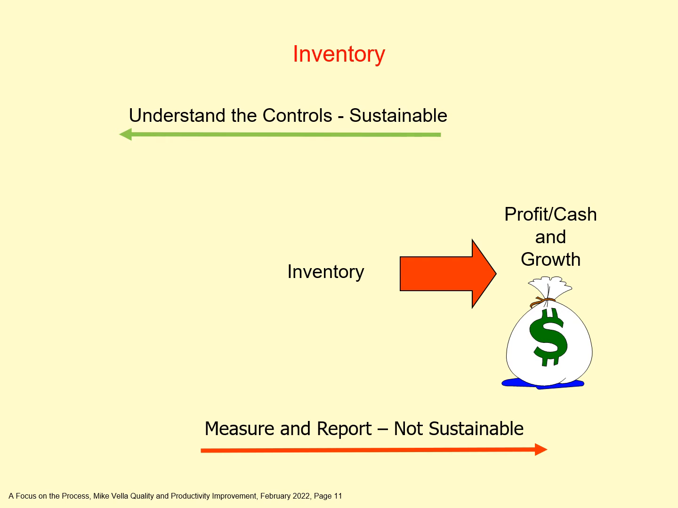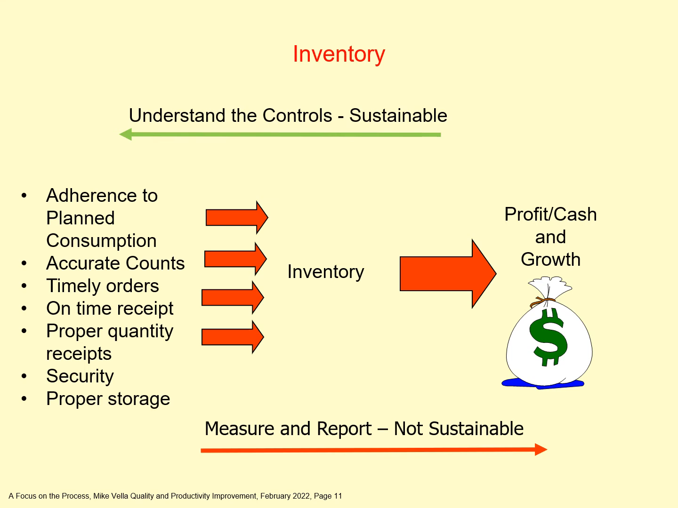So let's just take one element of those plant managers' inputs for profit, cash, and growth. Inventory, very important. So how does a plant manager make sure that their inventory is in control? Certainly not just by measuring and reporting. They've got to have some kind of method to control inventory. One might be adherence to planned consumption. You're supposed to use 3 screws for the assembly. You can't use 4, because if you use 4 over thousands or perhaps millions of units, you're going to have a shortage.